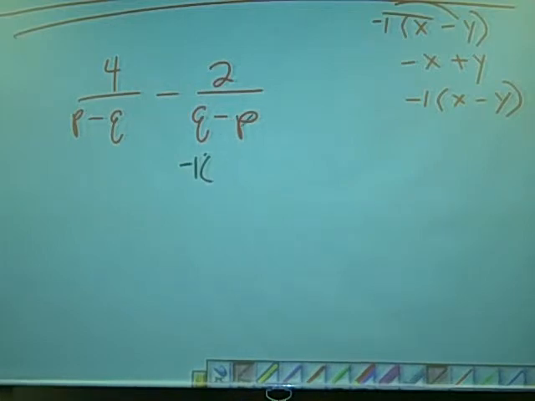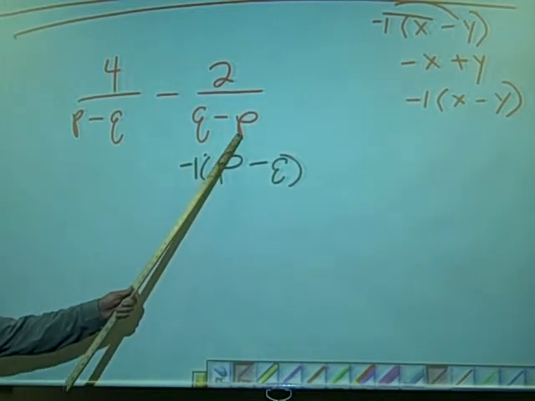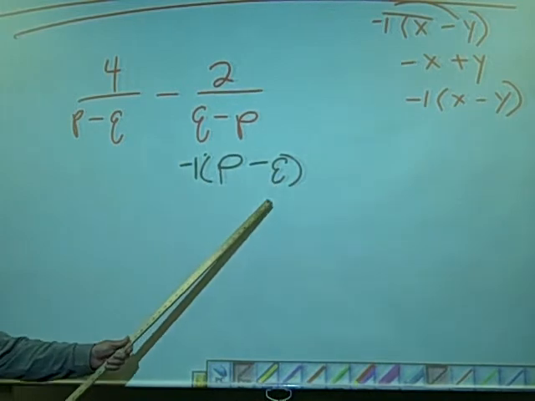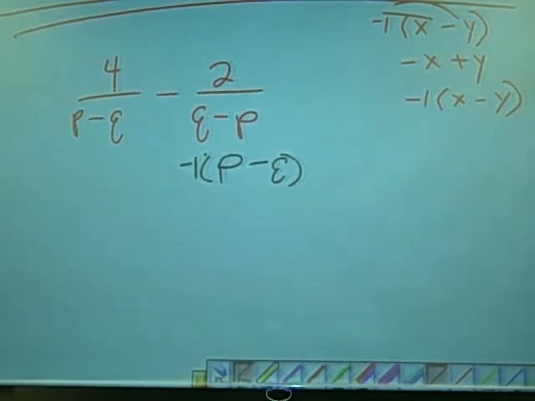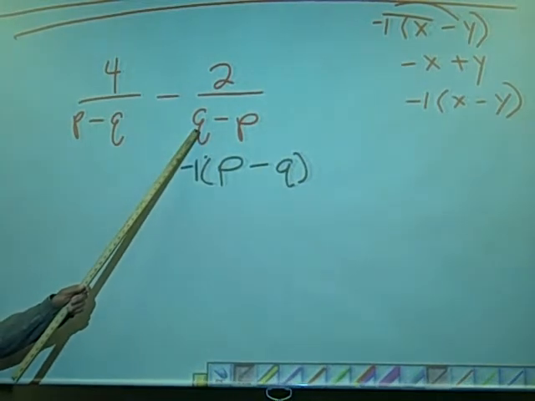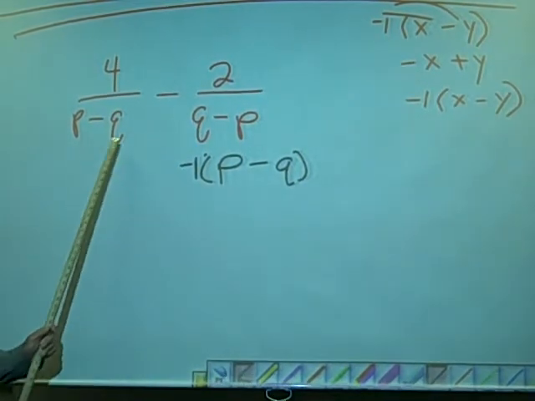That makes the P from a negative to a what? Positive, right? Well, let's check it. -1 times P, that's going to be negative P. -1 times negative Q, that's going to be plus Q. Okay? So now they're the same.